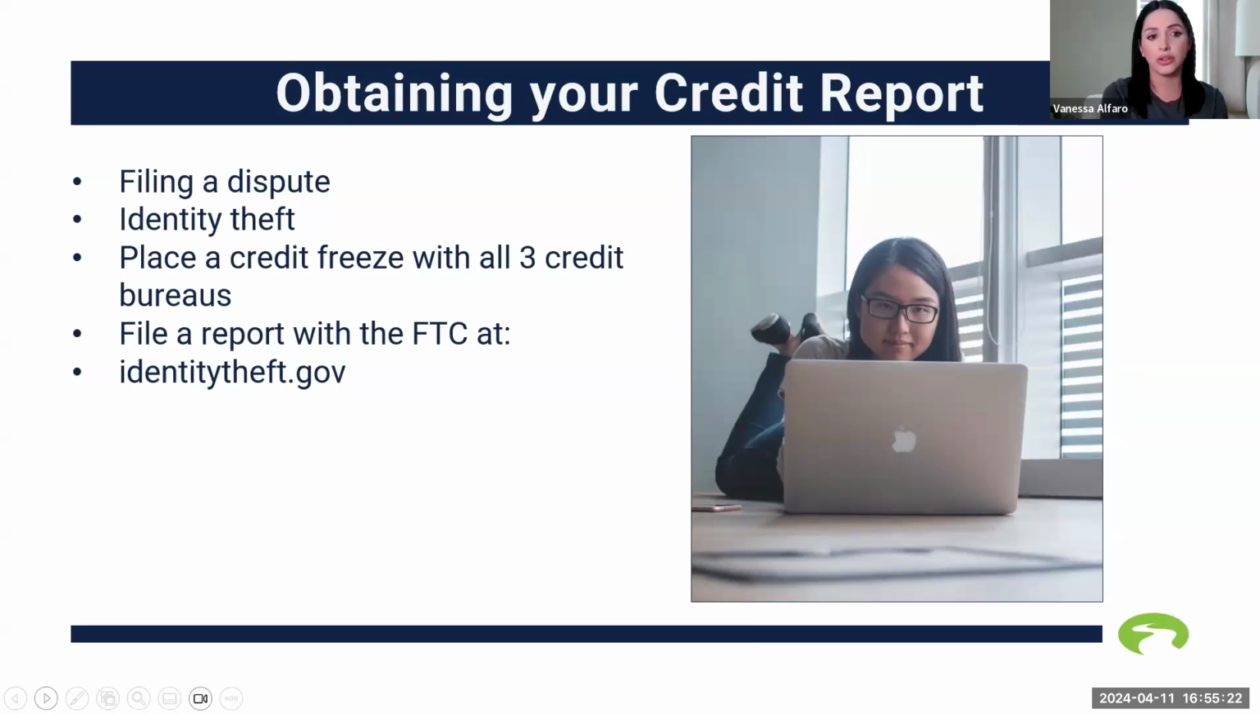You're going to want to file those disputes. Again, place those freezes, and then you're also going to want to file a report with the FTC at identitytheft.gov. This is because we also want to flag your social security number. So if your social security number is used again down the line, this has been already flagged, and there's just that extra layer of protection. You're also going to end up filing a police report if accounts have been taken out in your name that were not you and were fraud.